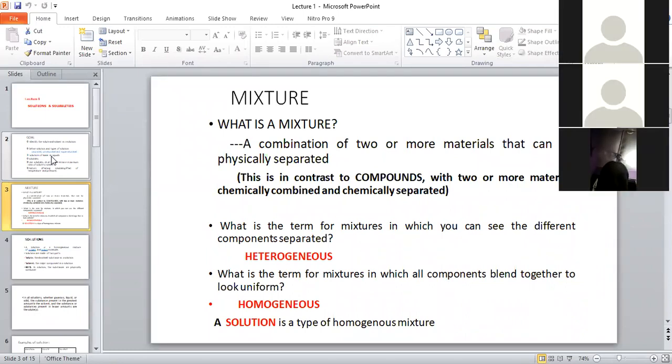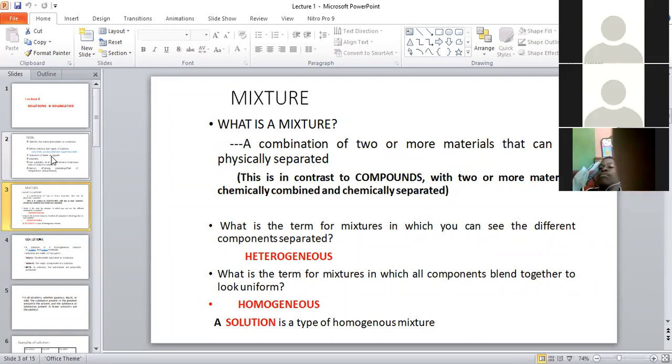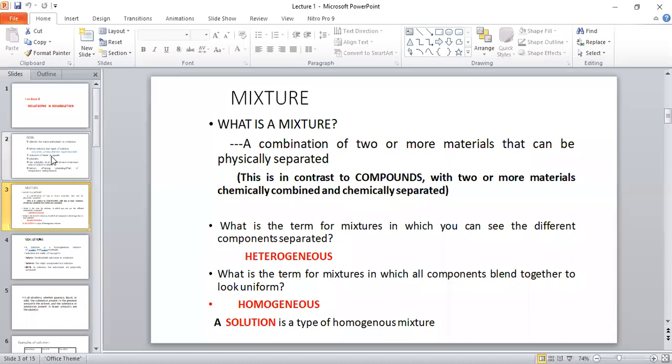But the homogeneous mixture is another kind of mixture. A homogeneous mixture is one in which all components are blended together to look uniform. A homogeneous mixture consists of a single phase. If it is liquid, it's liquid. If it is solid, it's solid. If it is gaseous, it's gaseous. So it consists only of a single phase, and the composition is uniform throughout the mixture. So that's a homogeneous mixture.